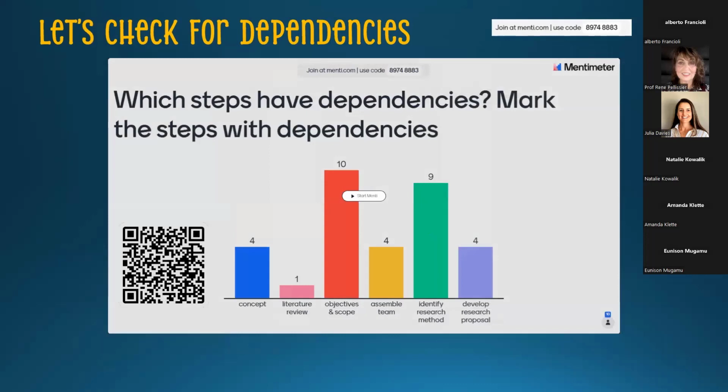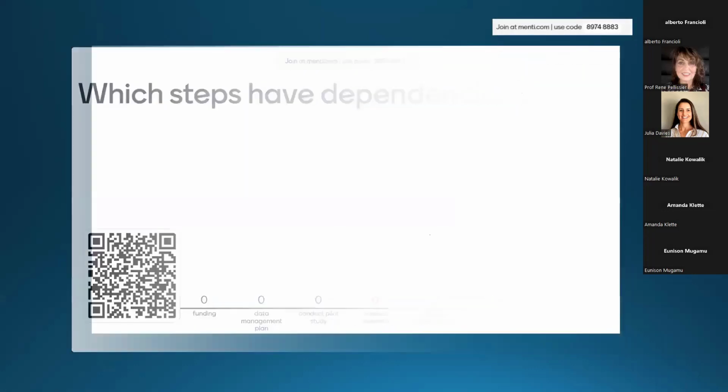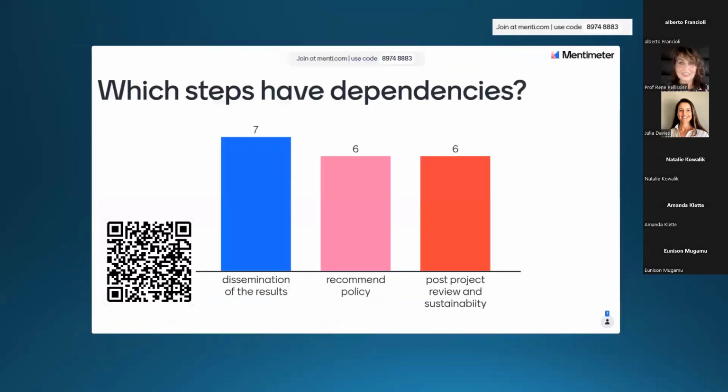This was our first one. First one with the highest here was the objectives and identify the research methods. On the second group, it was to engage the stakeholders. And then on the third group, it's the dissemination of the results. Why are you saying what you're saying? Anyone?